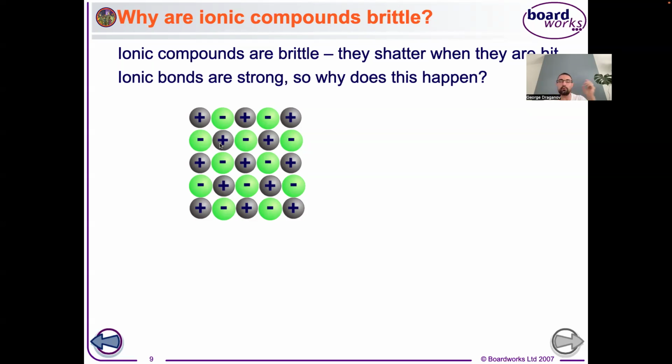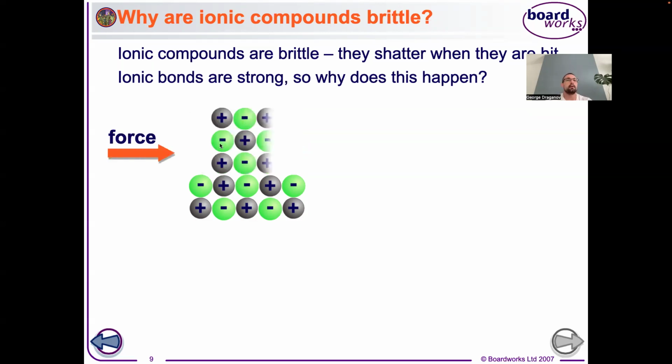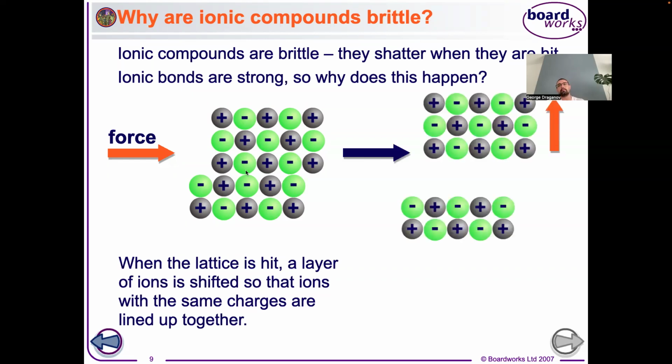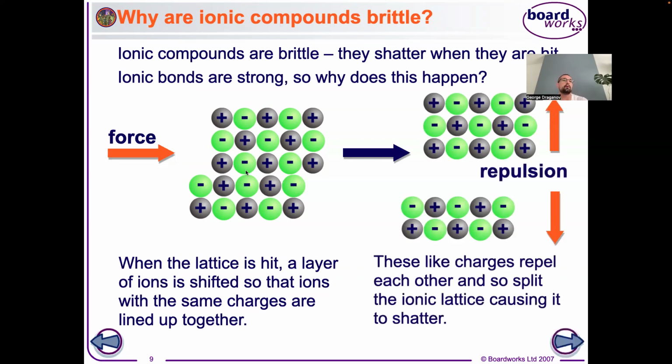If we play the animation and we hit the ionic compound, the lattices hit and the layers shift. Now you end up with charges which are the same, plus and plus, minus and minus. And when you get the same charges, they tend to repel each other. So that is why they're brittle.